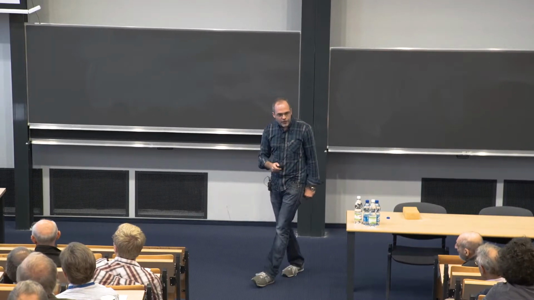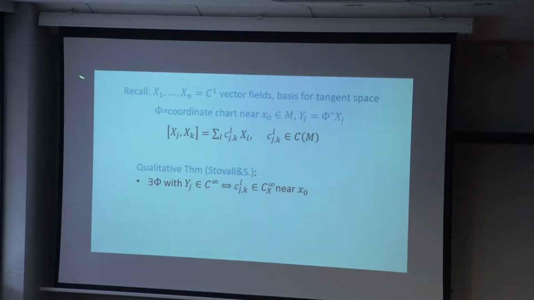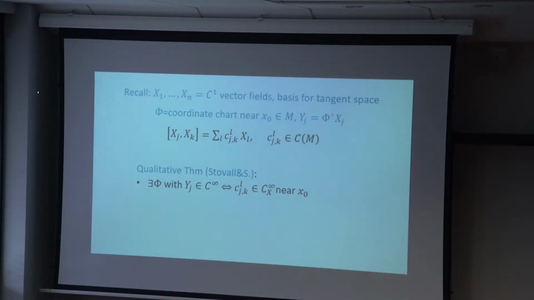Okay, let's unravel this a little bit. The right-hand side is diffeomorphically invariant. You can check that in any old coordinate system you want. That tells you exactly when there's a coordinate system in which the Y's are C infinity. One way of this if and only if is obvious. If the Y's are C infinity, that means the X's are C infinity in some coordinate system. In that coordinate system, the c's are C infinity, and this is just the diffeomorphically invariant version of that. So it's the converse that's the trick.